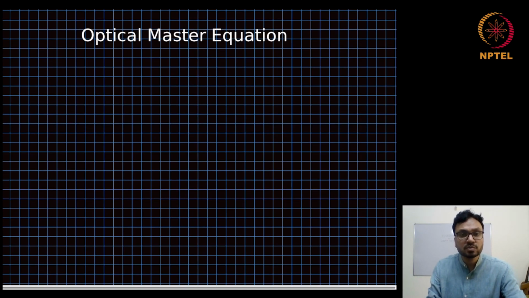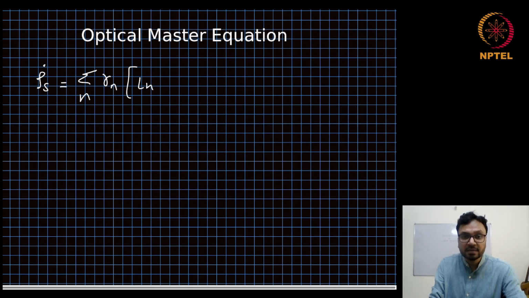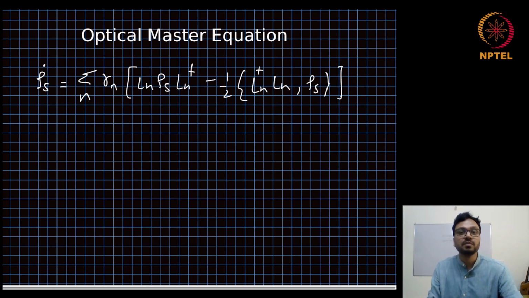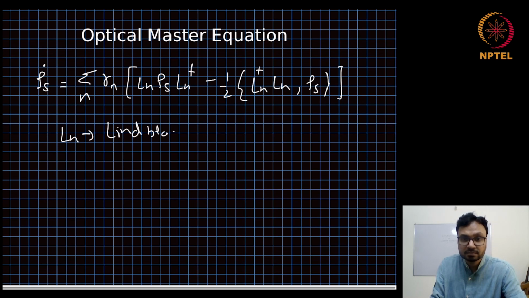In open quantum systems, so far we have only achieved the Lindblad master equation of the system, and that is given by the sum over n of gamma_n (L_n rho_S L_n dagger minus one half the anti-commutator of L_n dagger L_n with rho_S). Here the L_n are the Lindblad operators and the gamma_n are the dissipation terms.